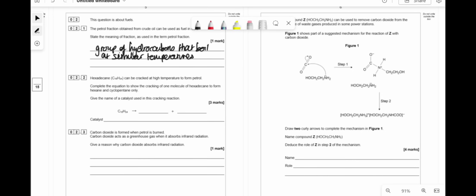Complete the equation to show the cracking of one molecule of hexadecane to form hexane and cyclopentane only. Give the name of the catalyst used in this reaction. So we're making hexane. So hexane is CnH2n+2, so it's going to be C6H14.